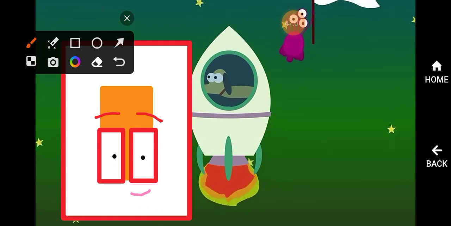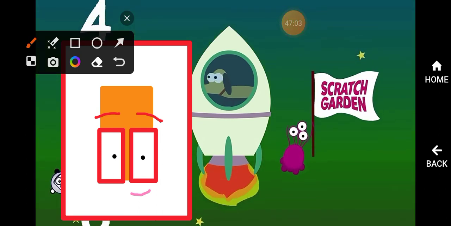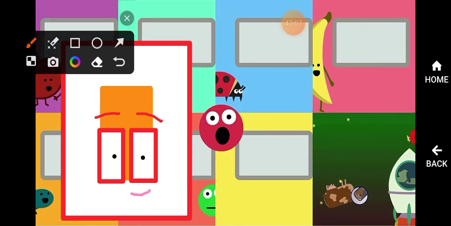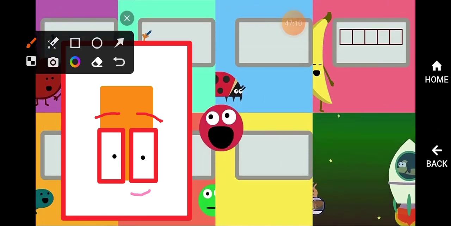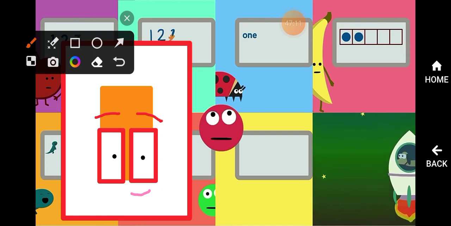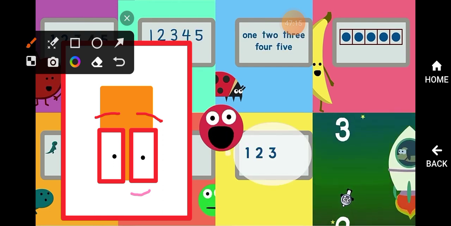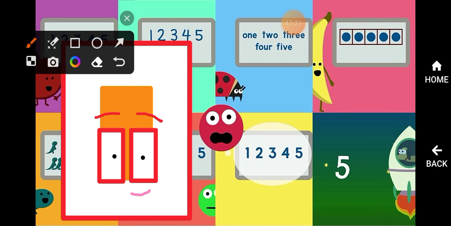1, 2, 3, 4, 5. Wow! Look at all the different ways to count to 5. There are so many different ways. And guess what? All of these different ways are great ways to count to 5. And they are all the right way to count to 5.